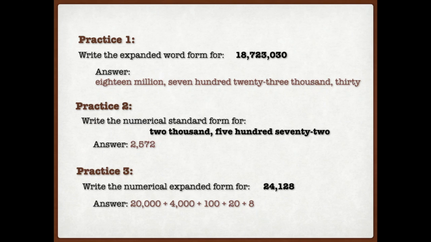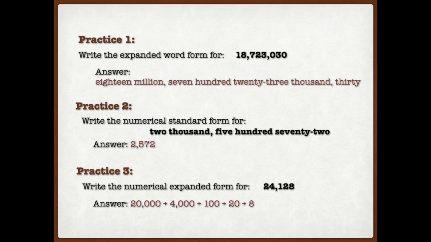Okay, so here we have some practice problems. Okay, write the expanded word form. Okay, now just don't copy this. Try and do this without looking. The expanded word form, I'm writing 18, and it's in the millions place, 18 million. Then I find 723,000, and then 30.